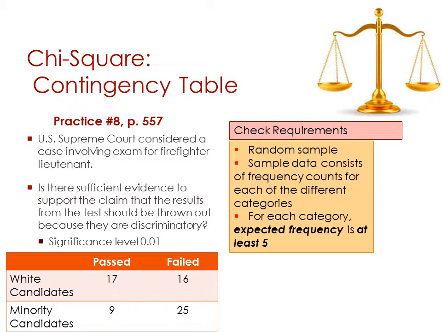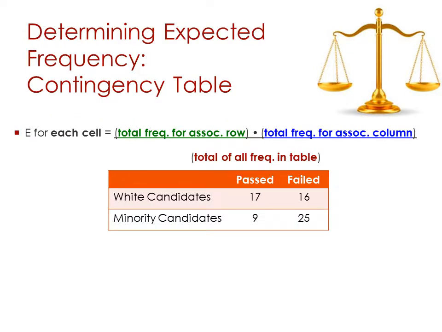So here we can see we have our sample data. We have frequency counts for each of the 4 different categories. Now, to assess this last step on expected frequencies, we need to take a look at calculating expected frequencies for a contingency table. When you're doing a contingency table, you have to calculate an expected frequency for each cell. And this is the formula we use. We take the total frequency for the associated row, times the total frequency for the associated column, and then we divide that by the total of all frequencies in the table.